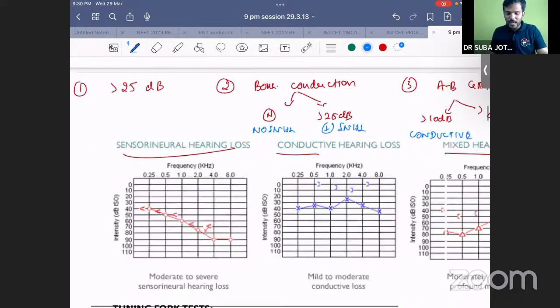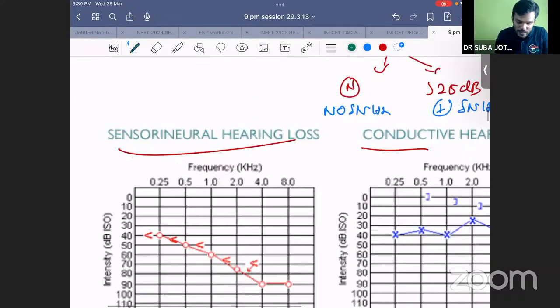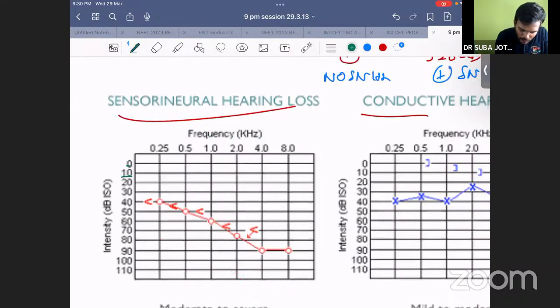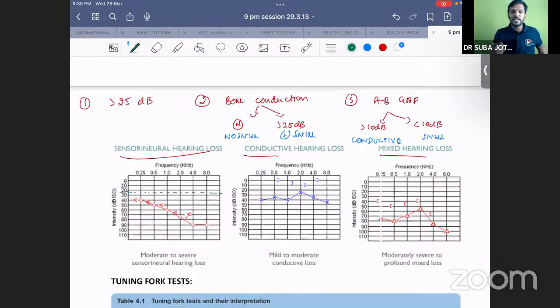Okay, first we'll start with this. 0, 10, 20 is there. This is the normal hearing range. Within 25 it is normal. Thumb rule number 1, whether the patient is having hearing loss or not. Here more than 25 decibel, both the curves are present, so definitely hearing loss is present. Thumb rule number 1 satisfied.